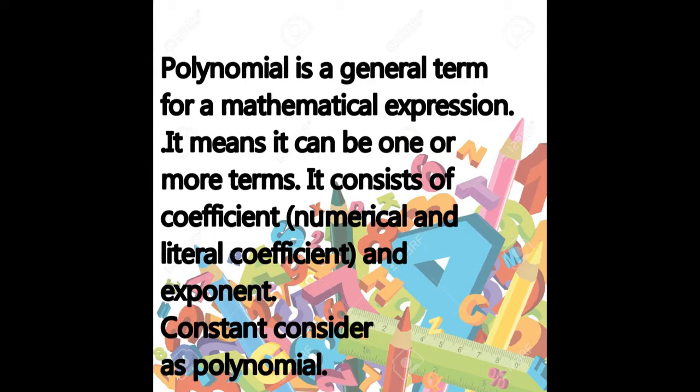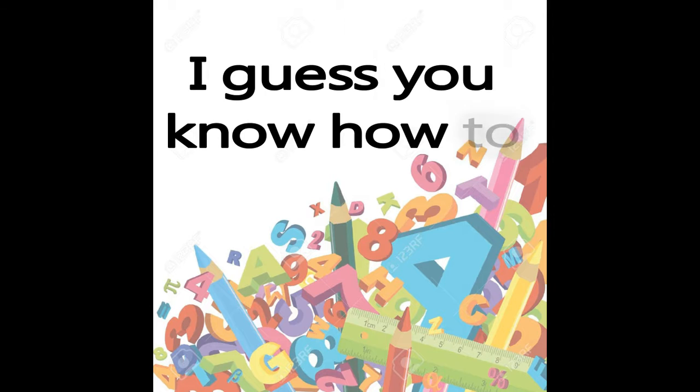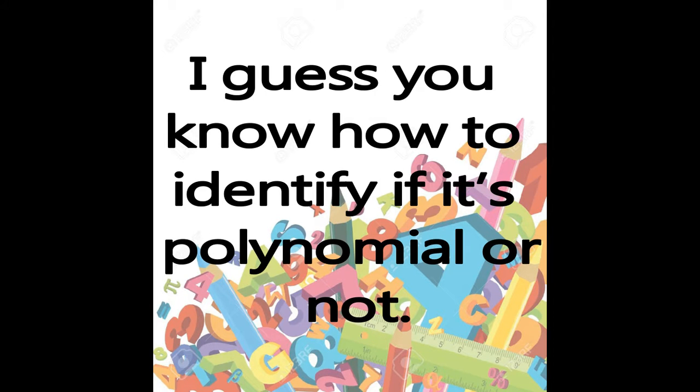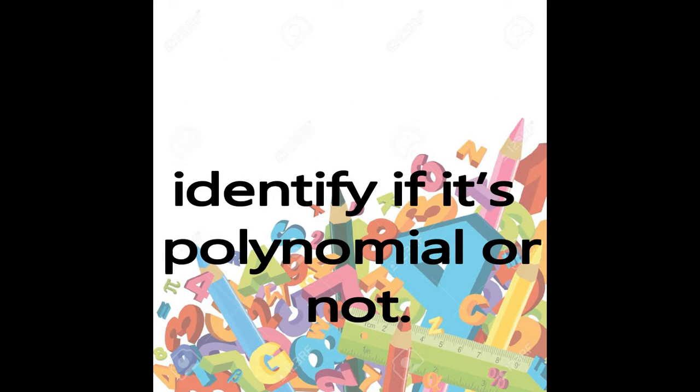A polynomial is a general term for a mathematical expression. It means it can be one or more terms. It consists of coefficients, numerical and literal coefficients, and exponents. A constant is considered a polynomial. I guess you know how to identify if it's a polynomial or not.